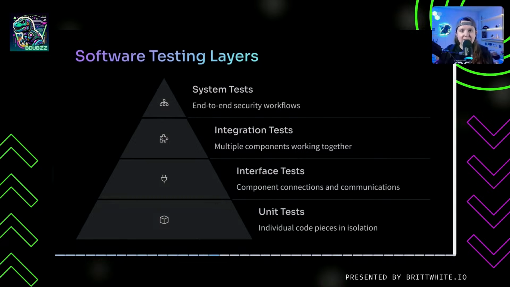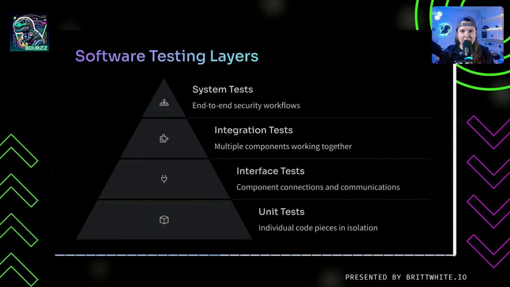Moving up, we have interface tests. These verify how different components connect and communicate. Imagine testing an API endpoint. We want to make sure it properly validates authentication tokens before allowing access. It's like making sure all of our doors and windows fit properly into their frames.